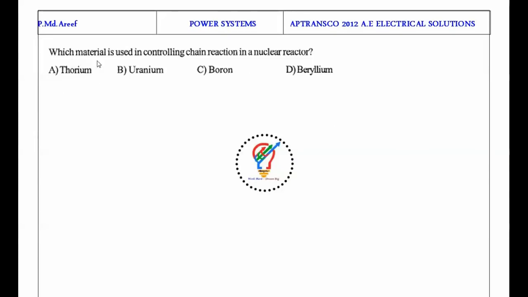The next question is, which material is used in controlling the chain reaction in a nuclear reactor? We use uranium-235 as a fuel in nuclear reactors. In order to control the chain reaction, we use boron rods, which we can also call control rods. So control rods control the nuclear reaction. So the answer is boron. Otherwise, generally you can observe that thorium, uranium and beryllium are radioactive materials, while boron is a non-radioactive material. So from that also you can choose the answer.